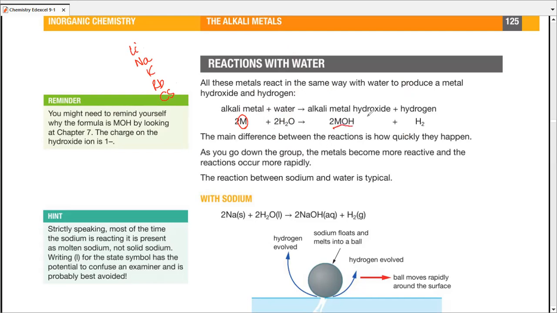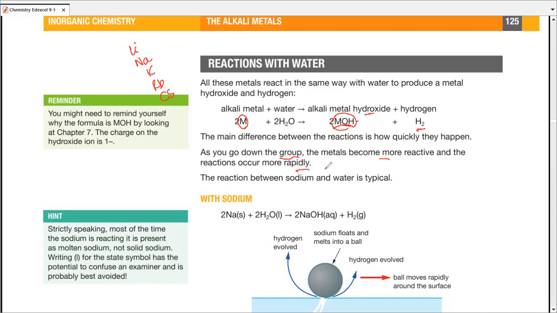So we make a metal hydroxide, for which the formula is MOH, and it produces hydrogen gas. Since hydrogen gas can easily catch fire, that's why the whole explosions that you were able to see. Not just that, this reaction produces a lot of heat, and because of that heat, hydrogen catches fire. Now, as you go down the group, the metal becomes more reactive, and the reaction occurs more rapidly.